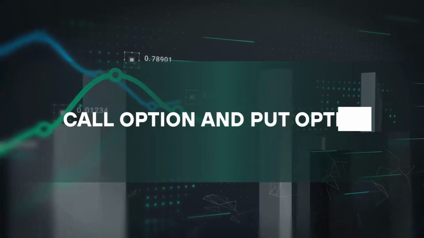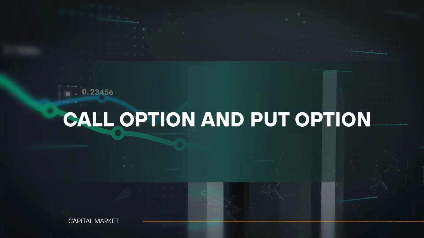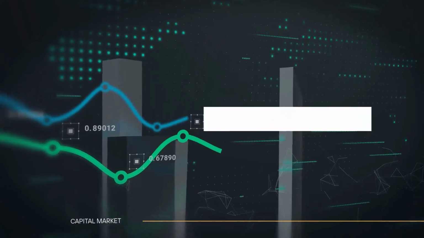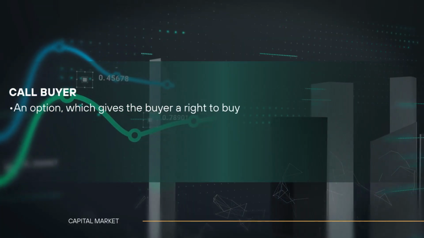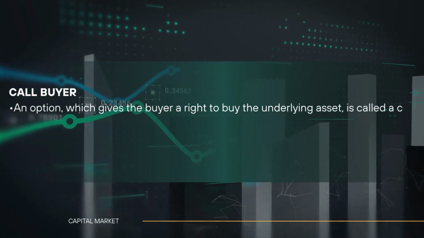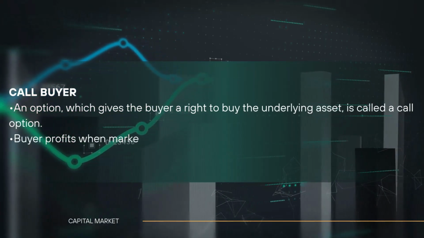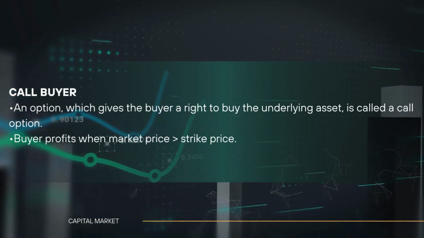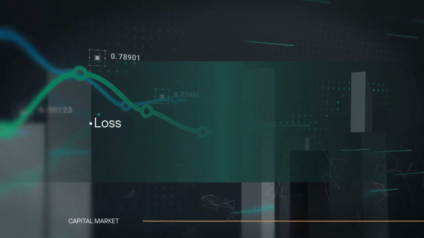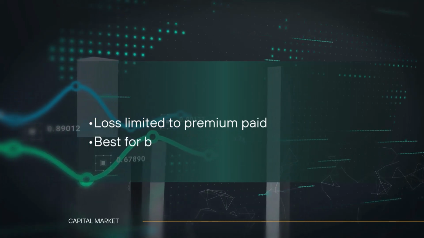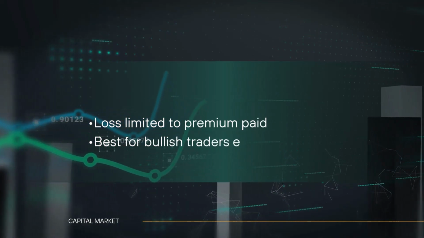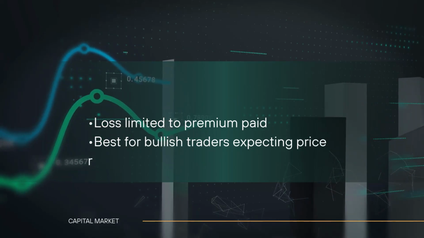Options are mainly classified into call options and put options. A call option gives the buyer the right to purchase the underlying asset at a fixed price known as the strike price. The call buyer makes a profit when the market price goes above the strike price. The maximum loss is limited to the premium paid. Call options are usually preferred by traders who are bullish, expecting the price to rise.